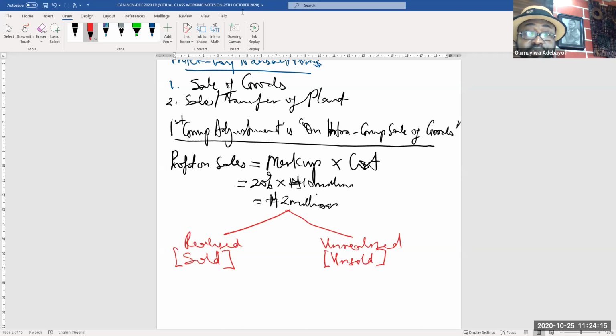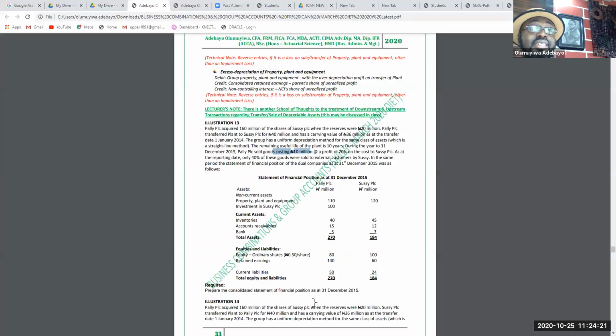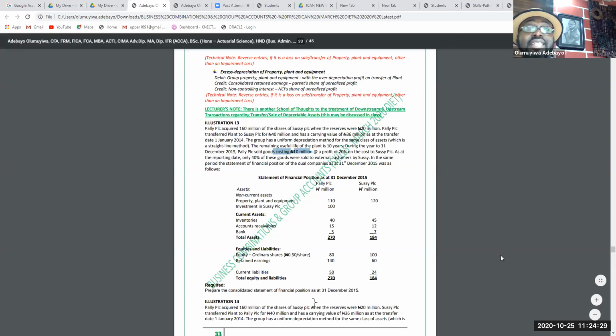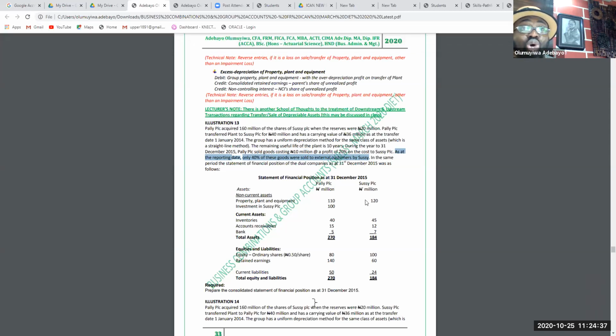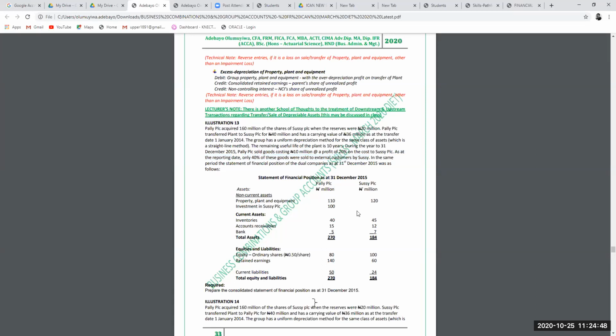The question says what? Can you see the last sentence? No, okay, the second to the last sentence says, as at the reporting date, only 40% of these goods were sold to external customers. Who can interpret that? What does that mean? So it means only 40% of the profit has been realized, while the remaining 60% is still unrealized.